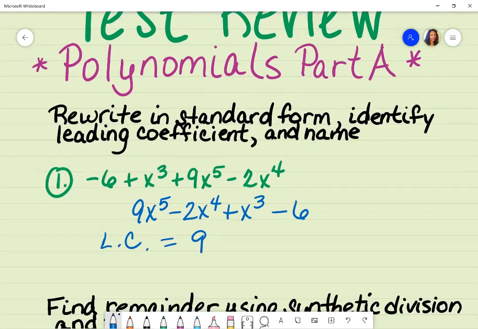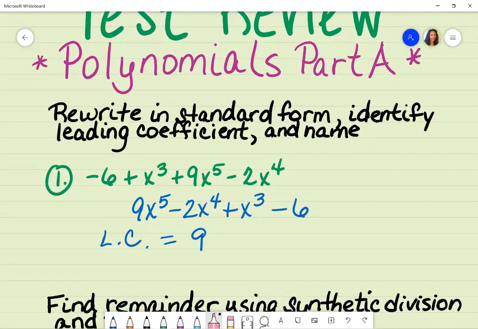And then the next one, the next set in the direction said to name it. I'm looking again at my highest exponent, which is 5. So that means that it's going to be a quintic. And because of the terms, I have 1, 2, 3, 4 terms. So that is known as a polynomial. So it's called a quintic polynomial. That is my name.